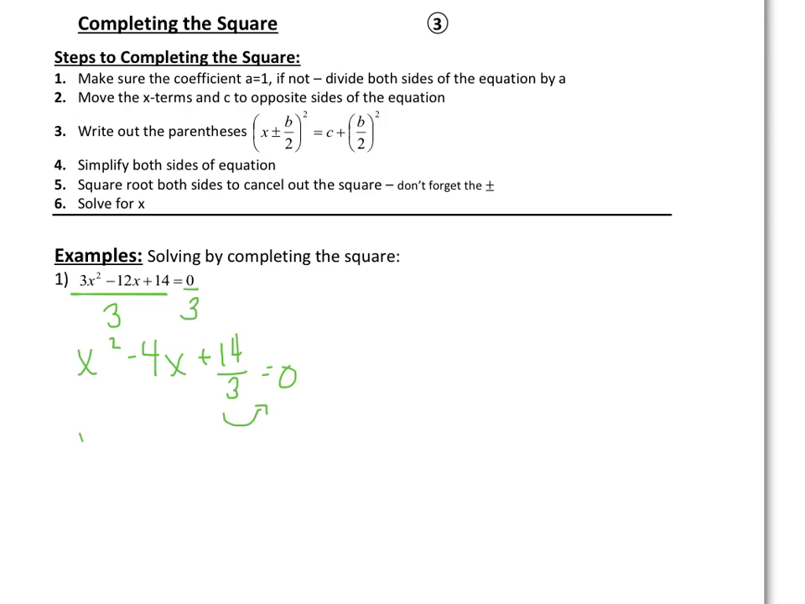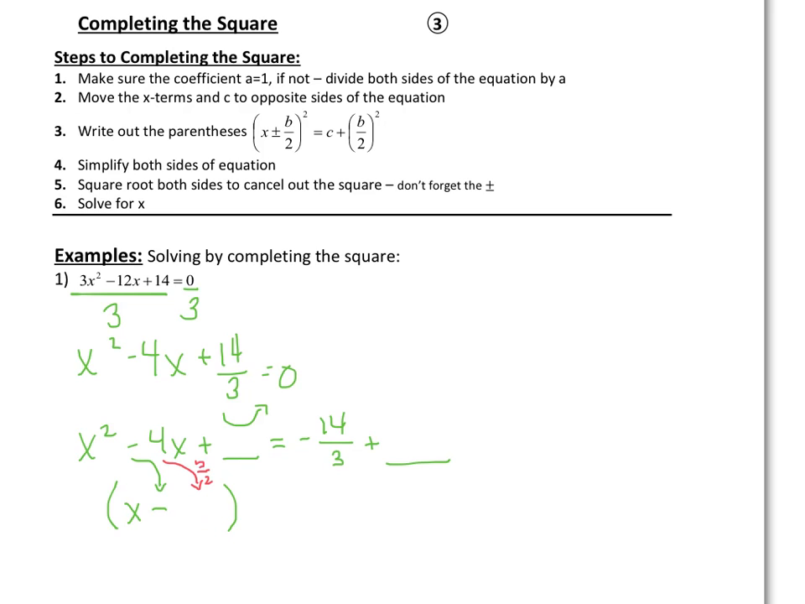Then I want to move the c term to the other side, so that's the second step. So I'd have x squared minus 4x plus something, that's the part that I need to add to both sides, equals negative 14 over 3 plus something, so I have to figure out what that something is. So I want to write my parentheses, so that's my third step. The sign's always going to be the same as your b term, so negative half of b is what I'm putting inside the parentheses right here.